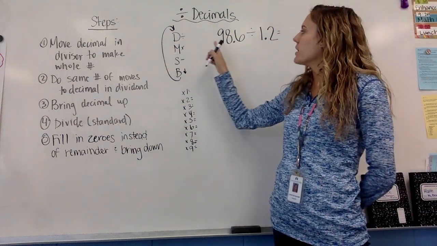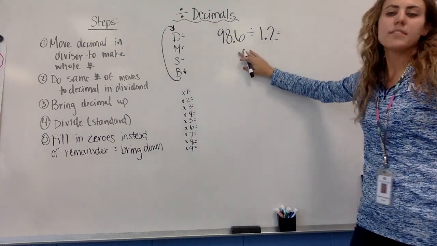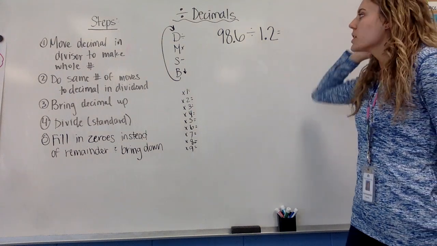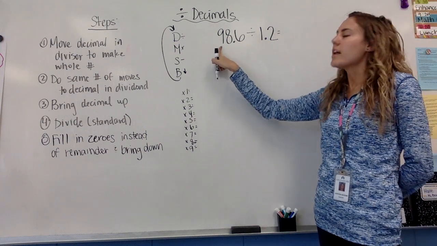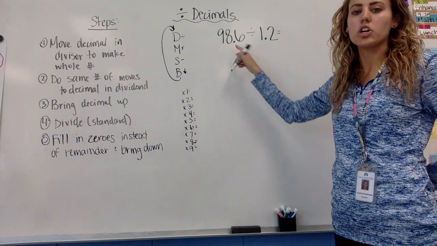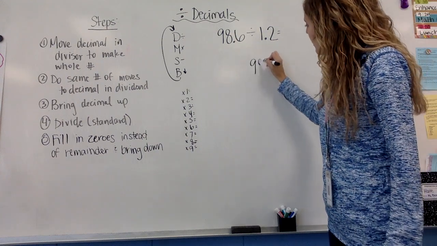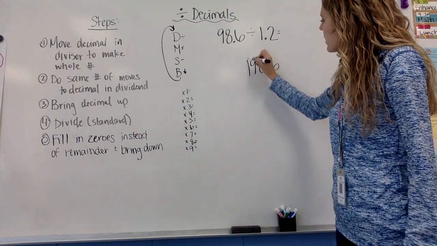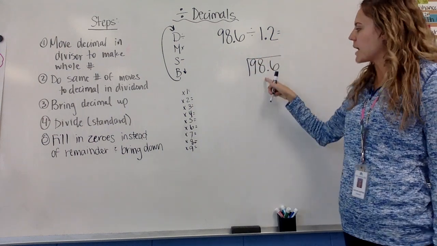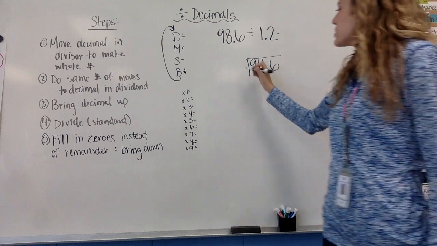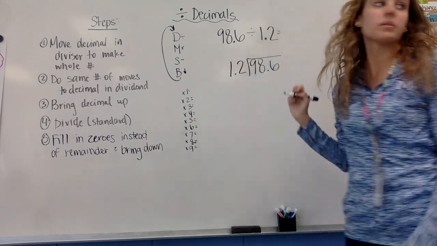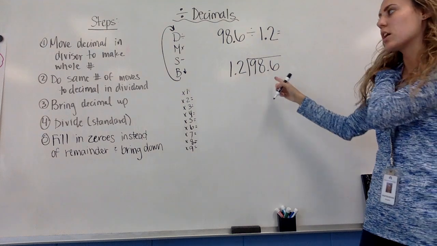So step number 1, before we can even do step number 1, we need to set up our numbers for the standard algorithm. So we know 98 and 6/10 is my dividend. It's the number that I'm breaking up into groups, and my dividend goes inside the house. So I'm going to get my number set up in the house. And I know that 1 and 2/10 is my divisor. It's the number of times I'm breaking my dividend up. So I'm going to put it outside of the house. Okay, so I've got my problem set up. Now I'm ready to start my steps.